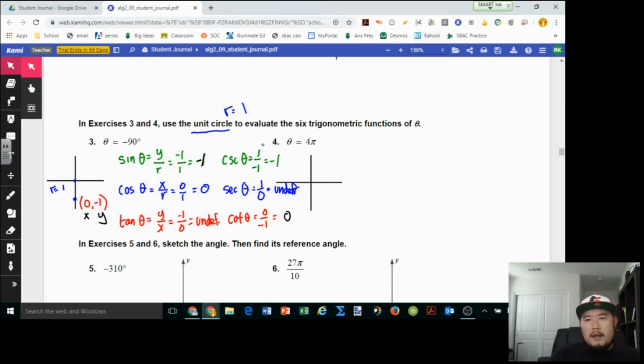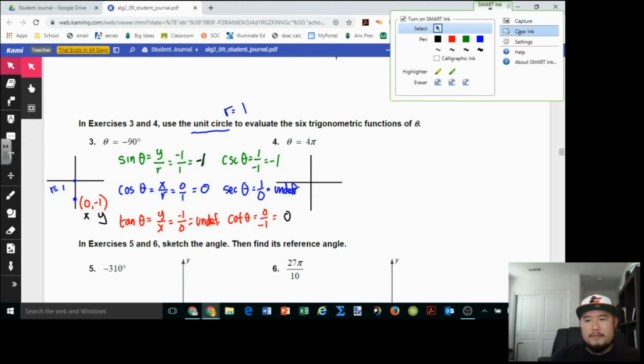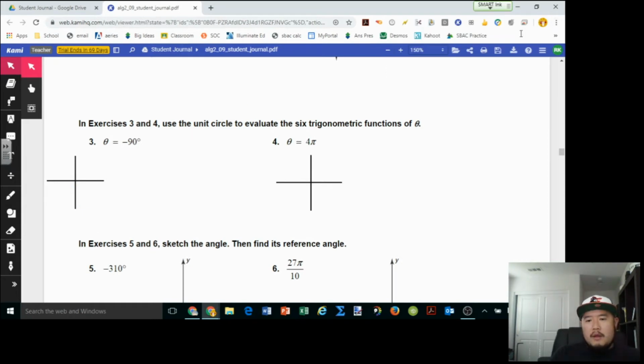Okay. Let me go ahead. Up next, I'll erase this, and let's take a look at number 4. In number 4, it says theta is equal to 4 pi. Now, remember, when we started looking at our trig circle in 9.192, I said you should begin to memorize all the different parts around the circle. It's easy for us to say, all right, this right here is 0, and it's also 360, right? Because they're coterminal angles.